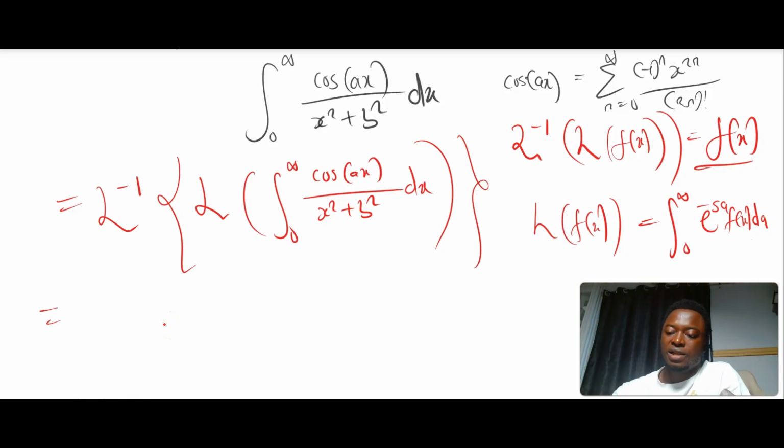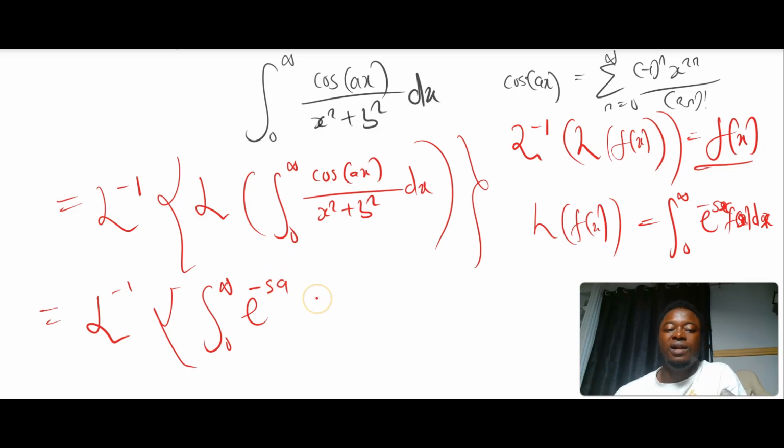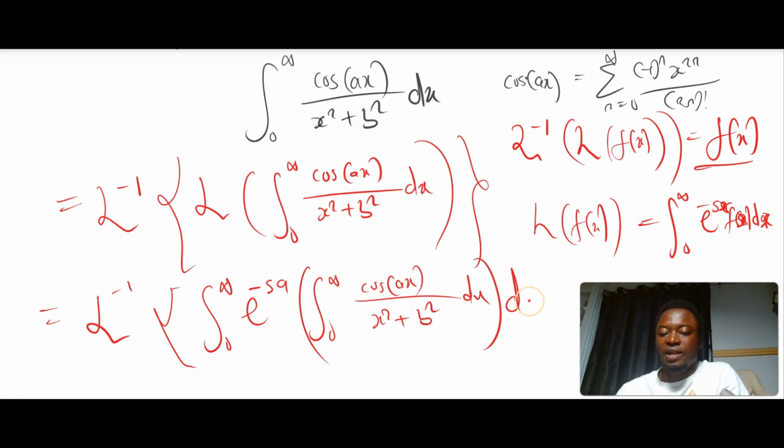Or rather, I should write f of x here, x here, and then x here. Then you have dx, of course. So in this case, you will have the inverse Laplace transform of the integral from 0 to infinity of e to the negative sa, and then you would have the integral from 0 to infinity of cosine of ax all divided by x squared plus b squared dx, and then you would have the dA.